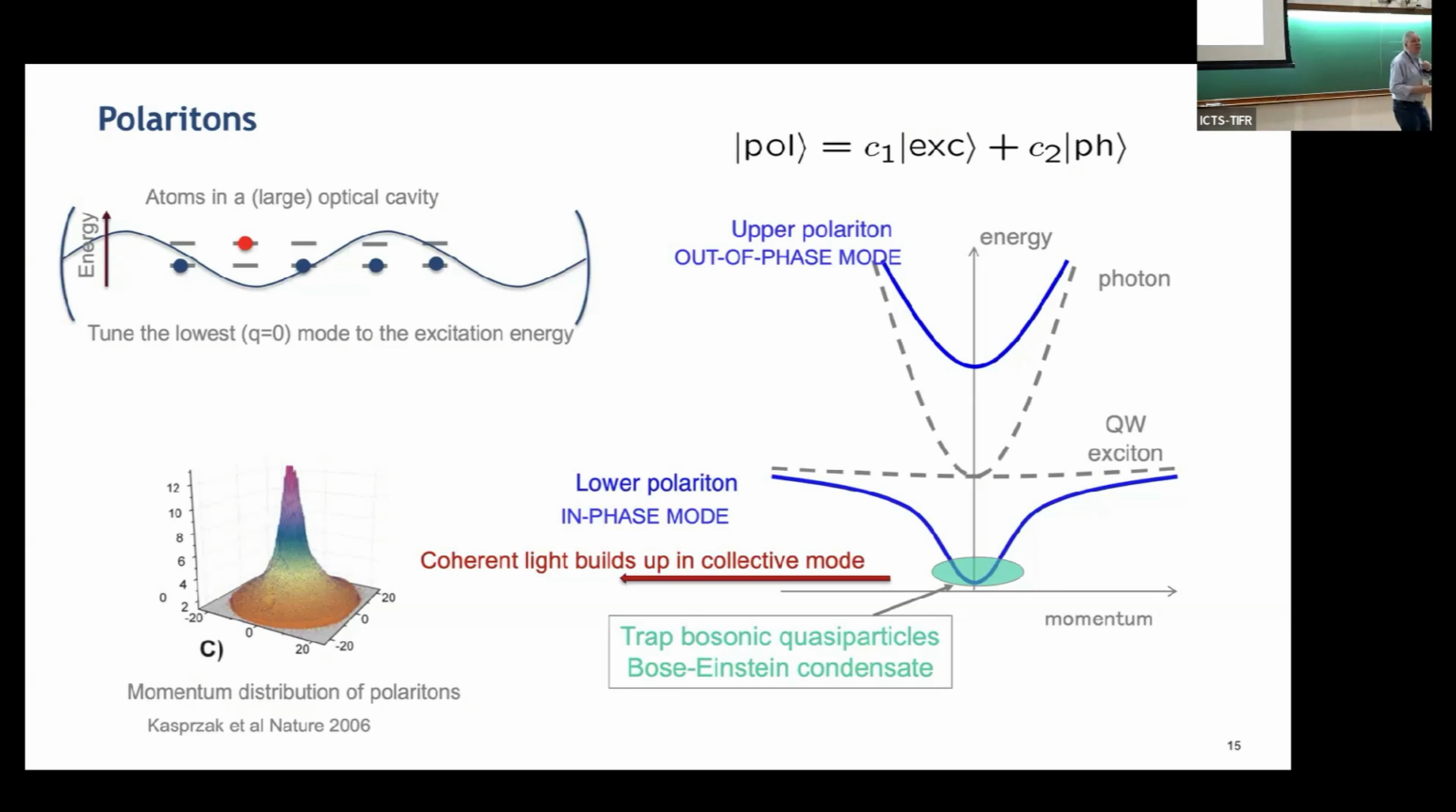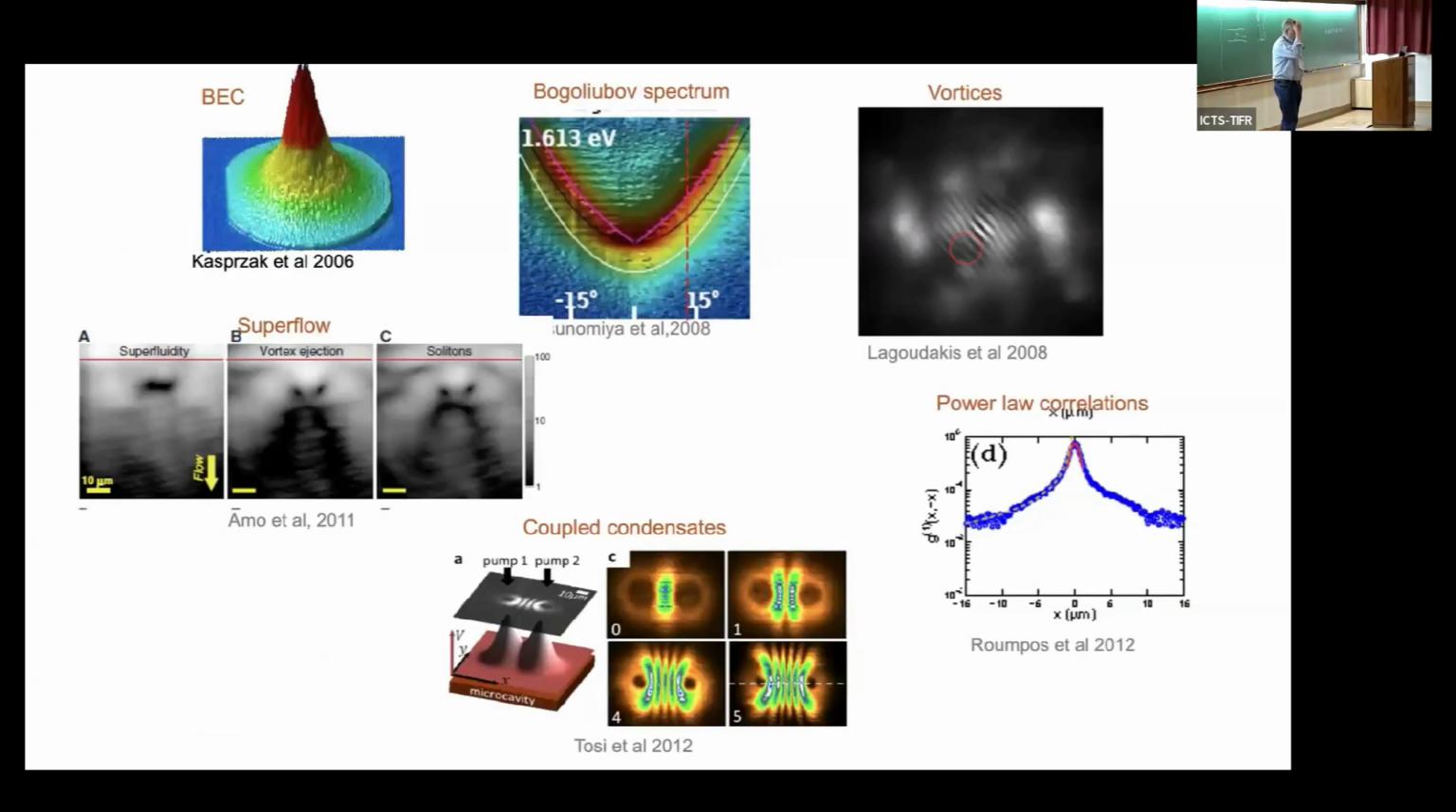So that's the basic setup. And this has now been going for 20 years or so, and lots of things have been seen in this. So one can see things that look like BEC. You can now look at the dispersion inside the condensate and see that it goes from this parabolic dispersion to something which is linear. You can create vortices. You can look at superflow. Because these things are 2D, they tend to have power law correlations, BKT-like. And you can then also look at coupled condensates and many more things. So this is a nice story.